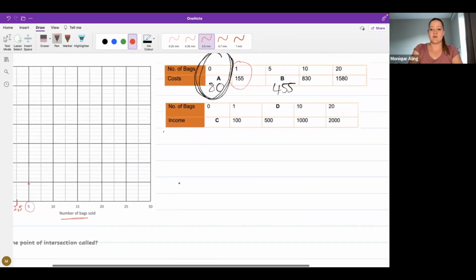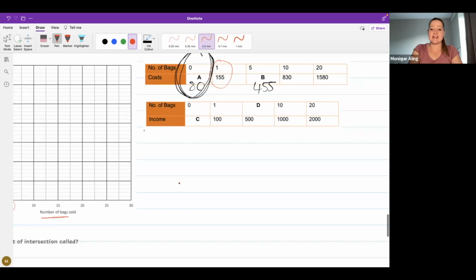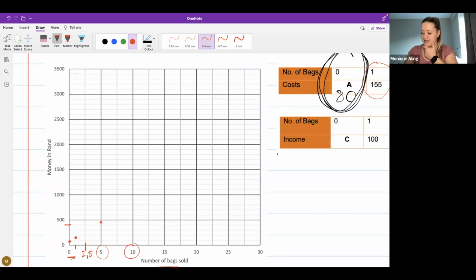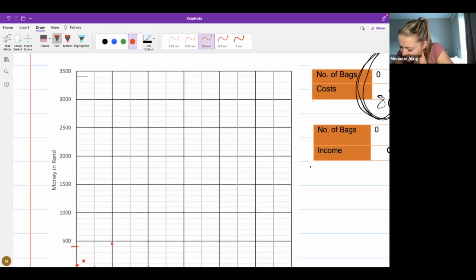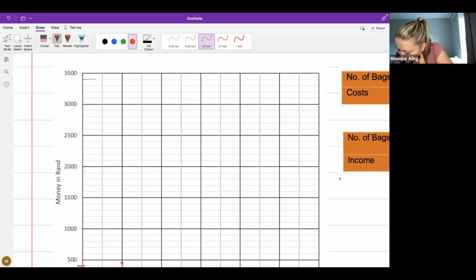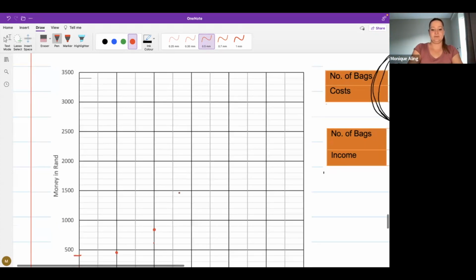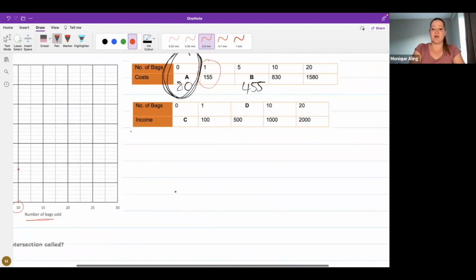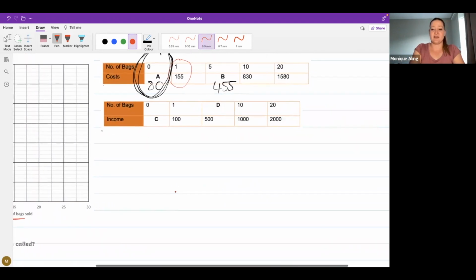Okay, next one is 10 bags at 830. So we look for 10 bags at the bottom. 830 will be 1, 2, 3 lines above the 500 because we're going up in hundreds, and just over. Please let me know if it's not making sense how I'm plotting this graph. But from the looks of things, it looks like you guys are following.